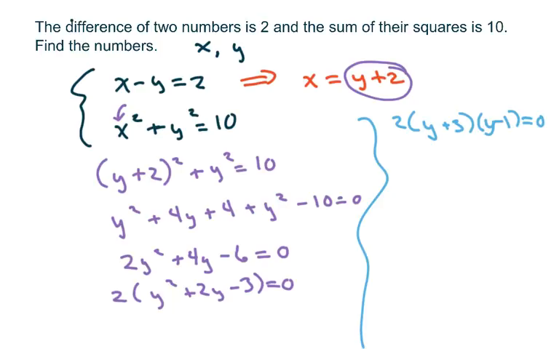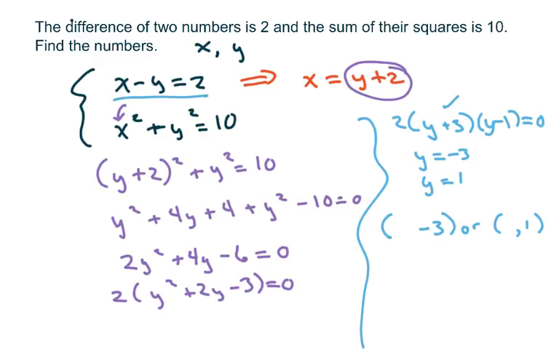So I set these two equal to zero. So I have y equals negative 3 for this piece, and y equals 1 for this piece. So what I'm going to do is just plug in. So two solutions, negative 3 for y or 1 for y, and plug back into my original equation.